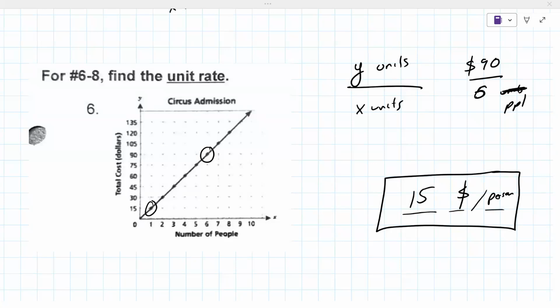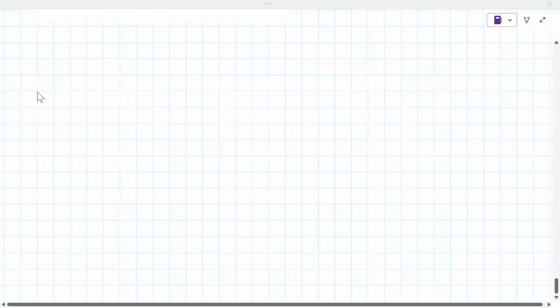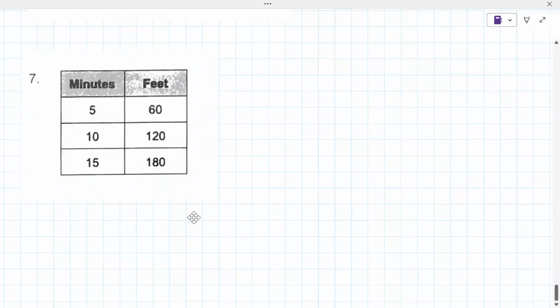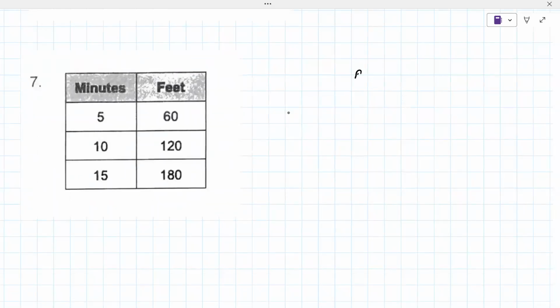All right, let's try number 7. Just take this one, 60 divided by 5, so 12. This one, it's more common to put the time in the bottom. So it would be 12 feet by 1 minute, 12 feet per minute.